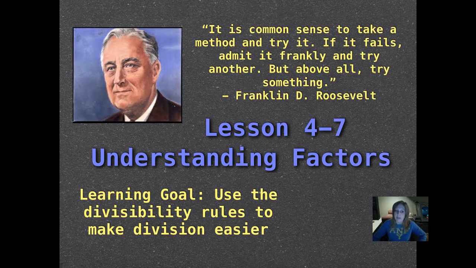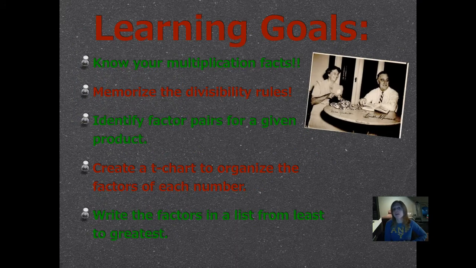Our learning goal for today is to use the divisibility rules to make division easier. Here are individual lesson learning goals. First of all, you need to know your facts, so you need to be practicing those every day. You will also need to memorize the divisibility rules. It won't be that tough, and it will make division a lot easier. You'll be identifying factor pairs for a given product and creating a T-chart to organize the factors of each number. Then you'll write the factors in a list from least to greatest. By the way, that's the President and the First Lady's Christmas card.